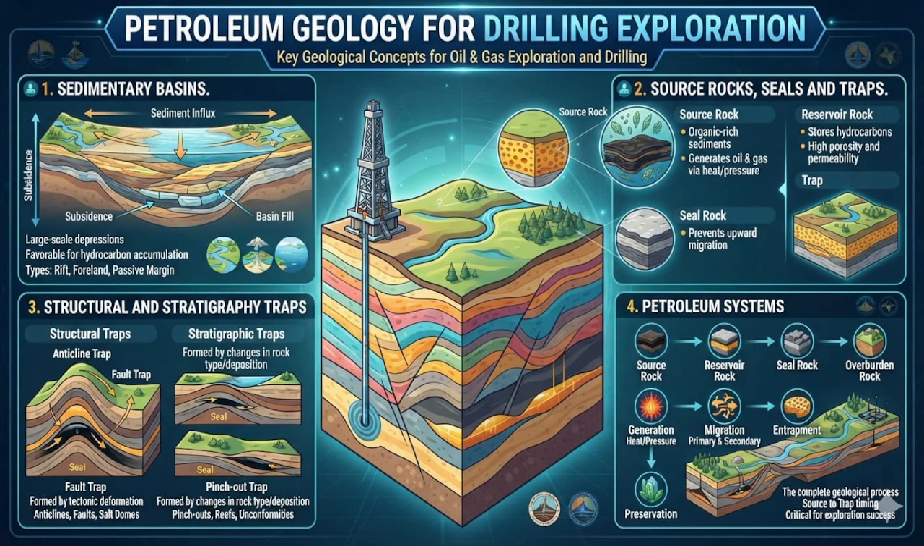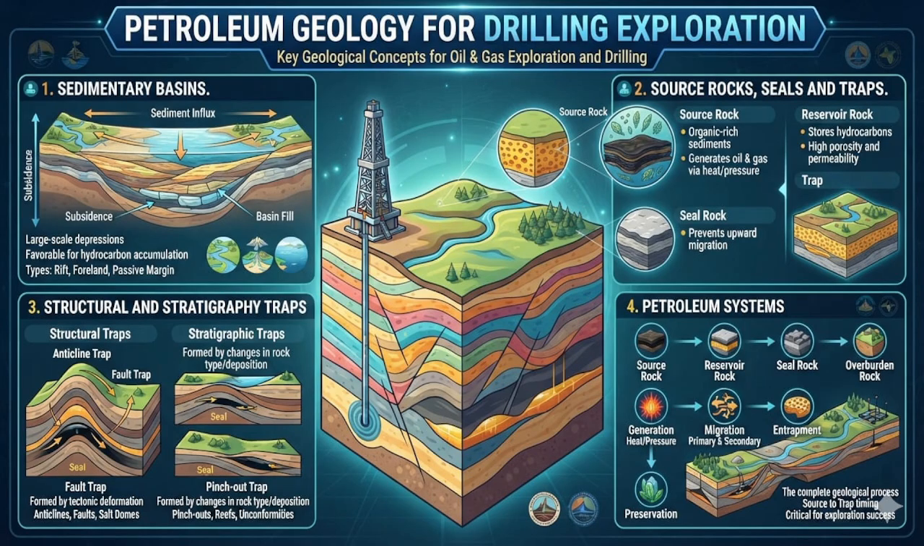And then next is the fault trap. This is still under the structural traps. They are created when the fault juxtaposes permeable and impermeable rocks. And then the second type of trap is the stratigraphic trap. They are created by changes in rock type or depositional patterns. Examples are the pinch-out traps, the reef traps, the unconformity traps, the channel sand traps.